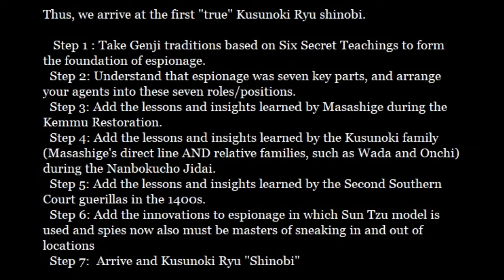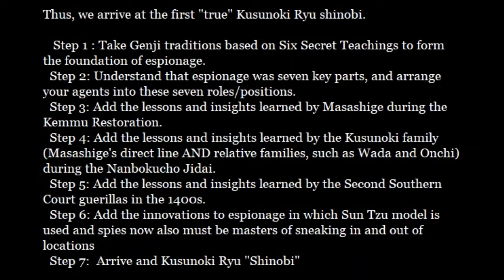So to arrive at the first true Kusunoki Ryu shinobi, we have 7 steps. Step 1, take the Genji traditions based on the 6 secret teachings to form a foundation of espionage. Next, understand that espionage has 7 key parts and arrange your agents into these 7 key roles and positions. Step 3, add the lessons and insights learned by Masashige during the Kemu restoration. Step 4 is to add the lessons and insights learned by the Kusunoki family, that is Masashige's direct line and relative families, such as branches of Kusunoki or the Wada or the Onchi family.